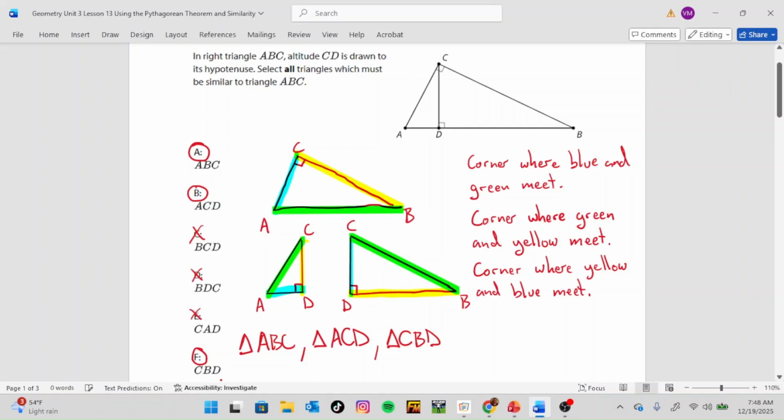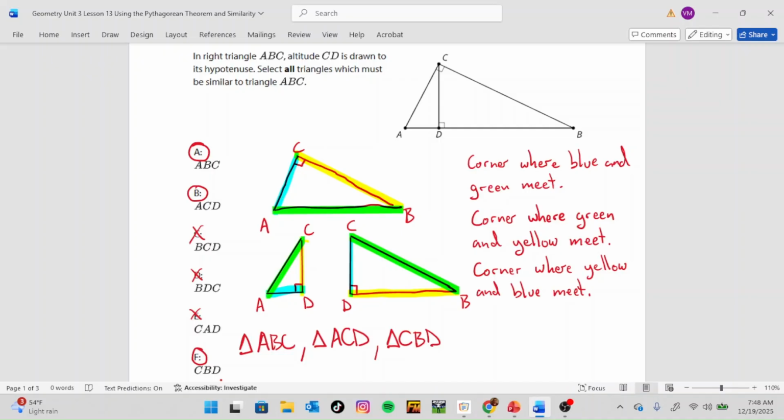So the three triangles that must be similar to triangle ABC are triangle ABC, the original, triangle ACD, the small triangle that was created, and triangle CBD, the larger of the two new triangles that were created. The letter order is important because we want to make sure that we're matching up the same letters with the same corners. So in the original ABC, C was my 90-degree angle.